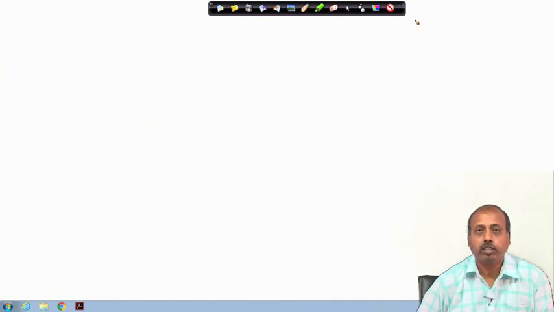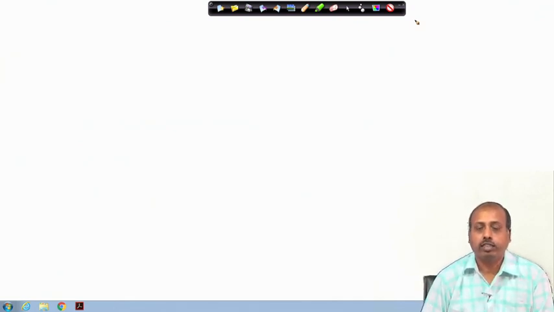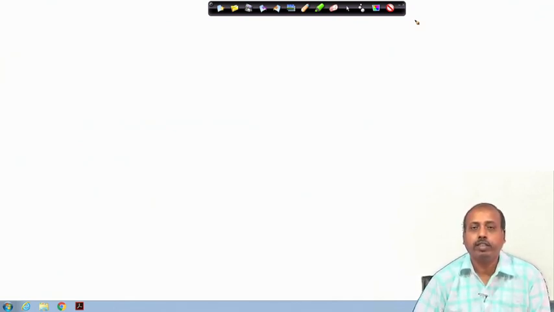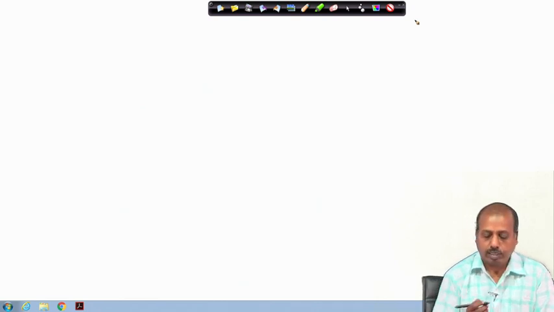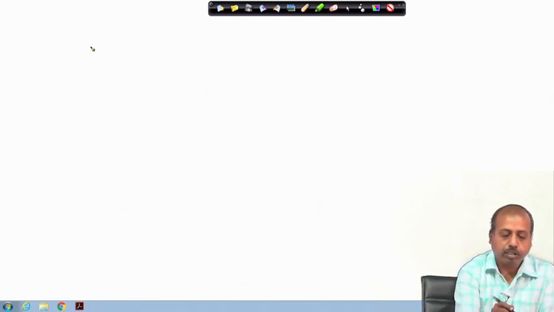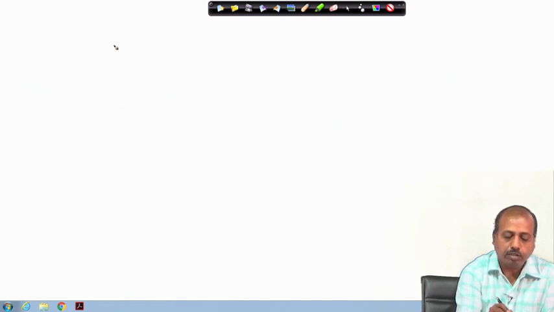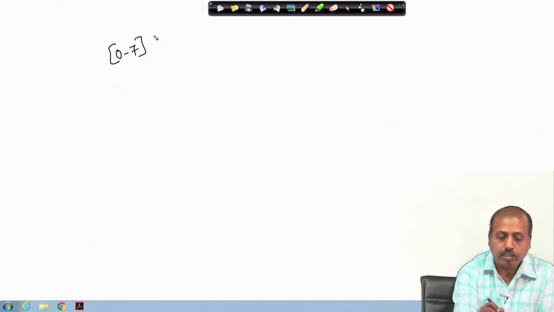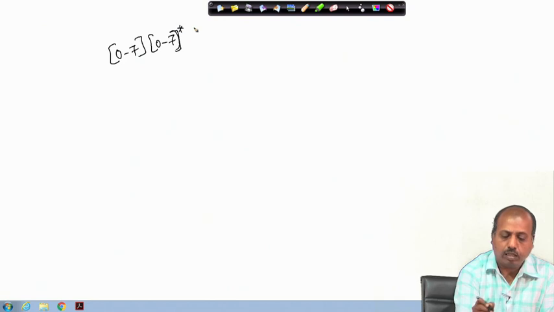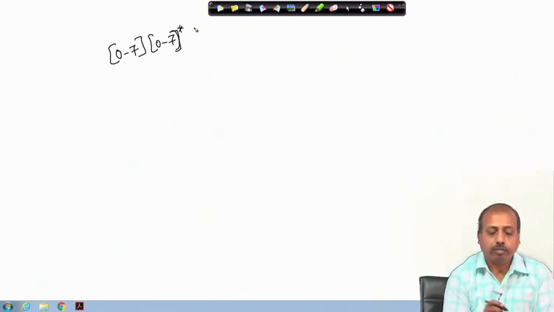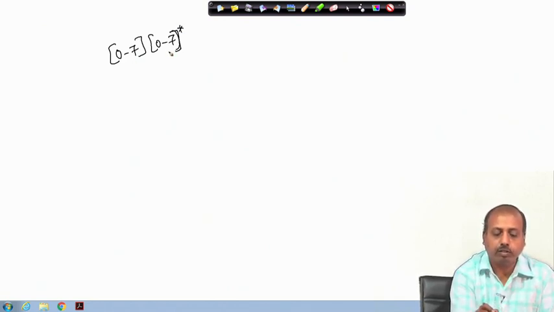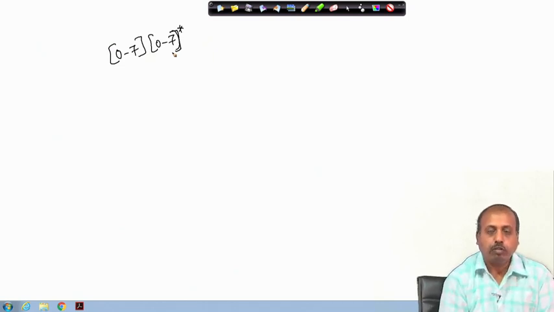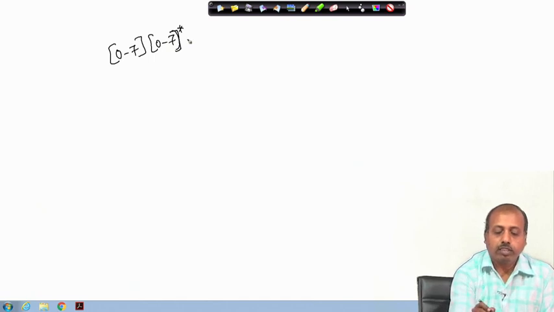So, next we will be looking into some more examples of this construction of NFA and DFA from regular expressions. The next example that we will look into is a regular expression which is given by 0 to 7 followed by 0 to 7 star. So, basically we have got the digits 0 to 7 followed by 0 or more occurrences of the digits 0 to 7. So, what is this regular expression?